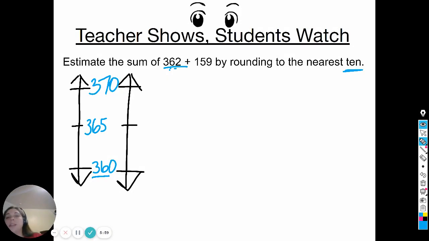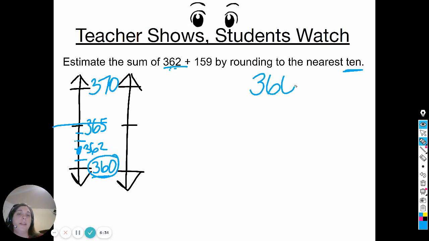Now let's find 362. 360, 361, 362, 363, 364, 365. So right here is my 362. I know that 362 is below my halfway point, which means I round down to 360. So I'm going to write that over here, 360.